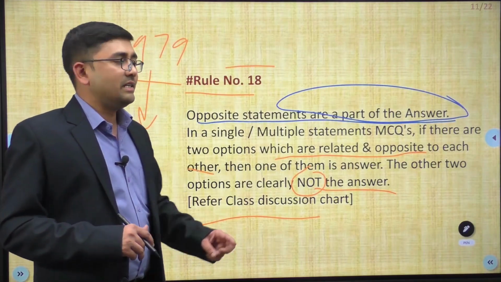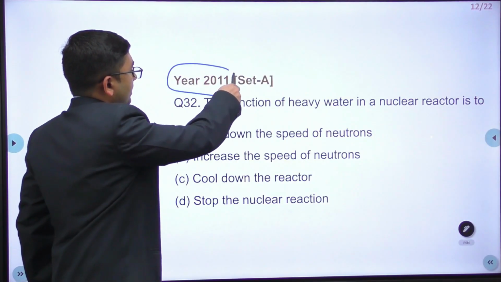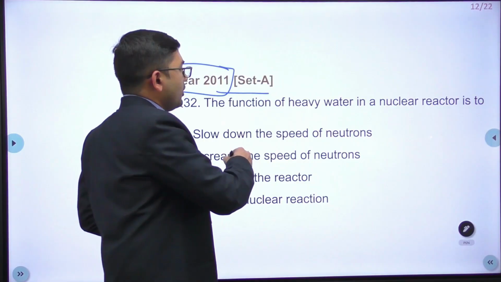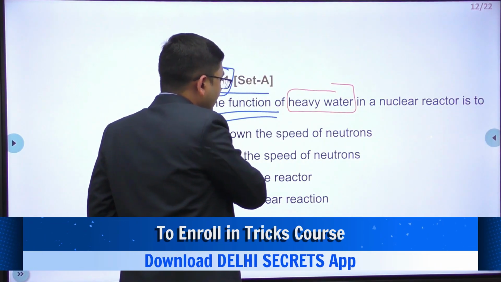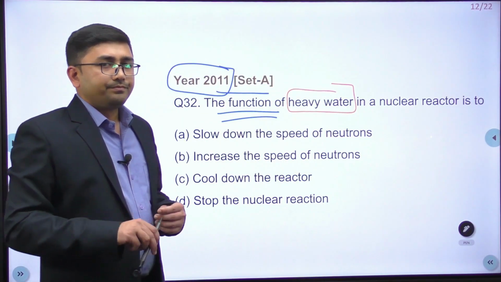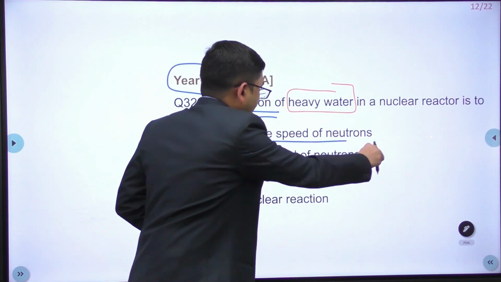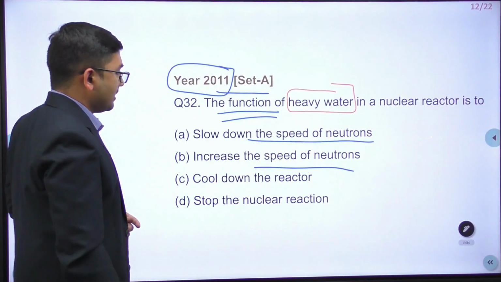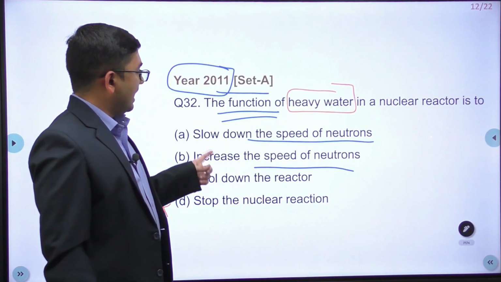So what does rule number 18 say? Look at question number 32 in the year 2011 set A. The function of heavy water is your keyword. Function is the keyword: in a nuclear reactor it is to. Now come to the options. Slow down the speed of neutron, increase the speed of neutron, cool down the reactor, stop the nuclear reaction. You can eliminate C, you can eliminate D. Now you are at A and B.